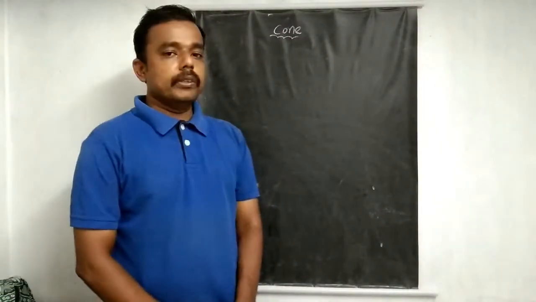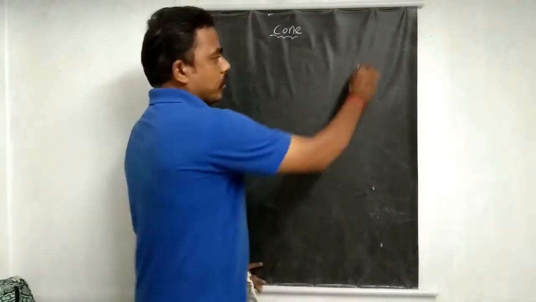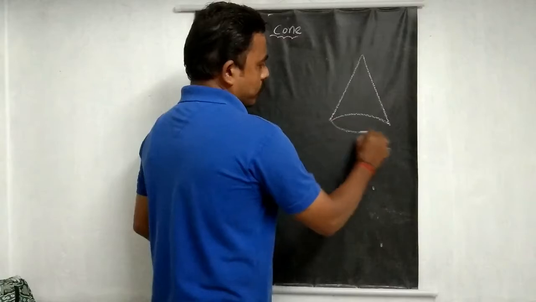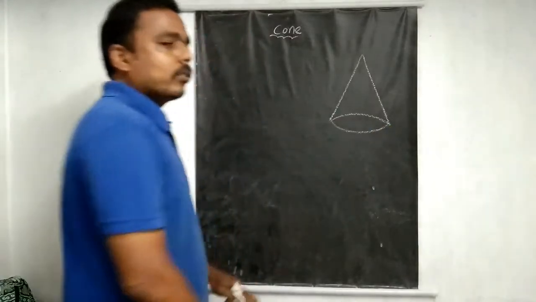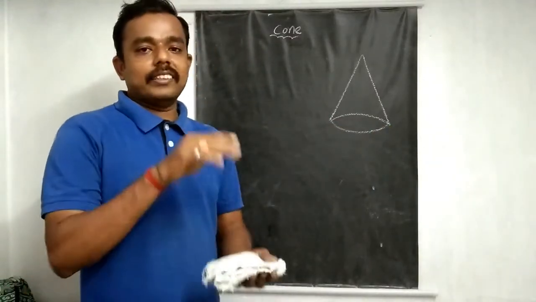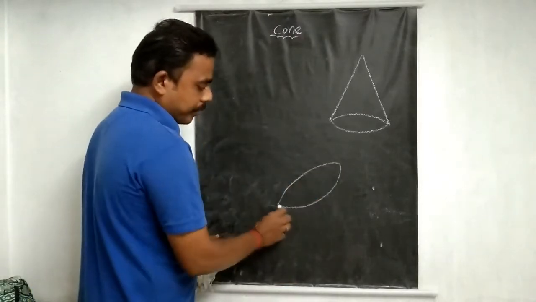Now we are going to discuss the cone. You already know the right circular cone. What is meant by a right circular cone? In a right circular cone, the base of the circle should meet exactly the base, not like the same.